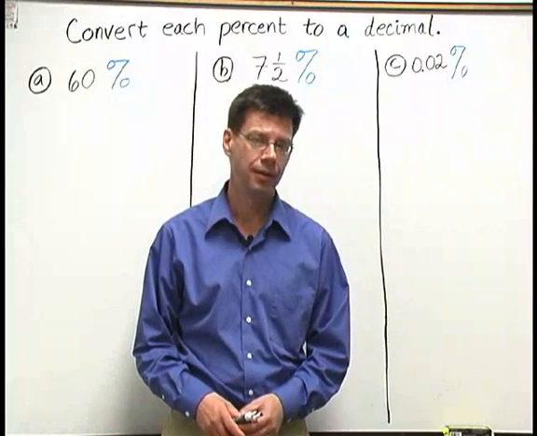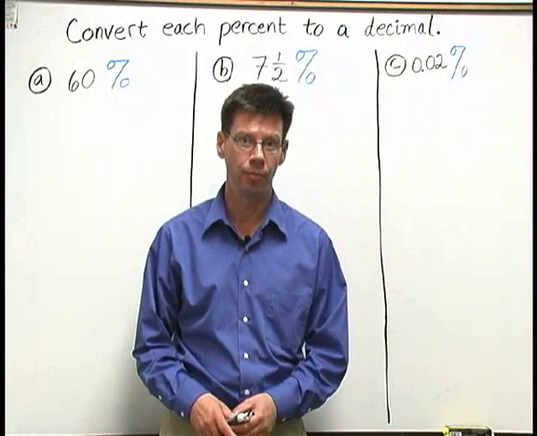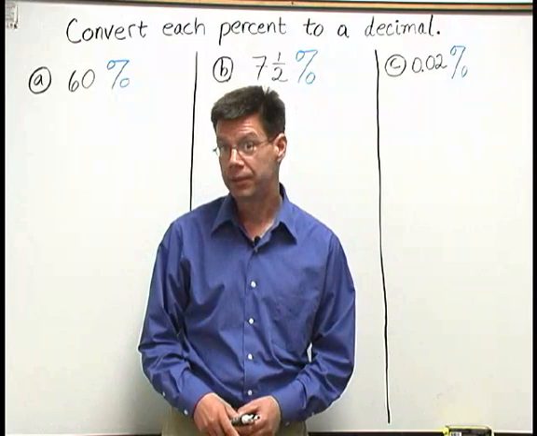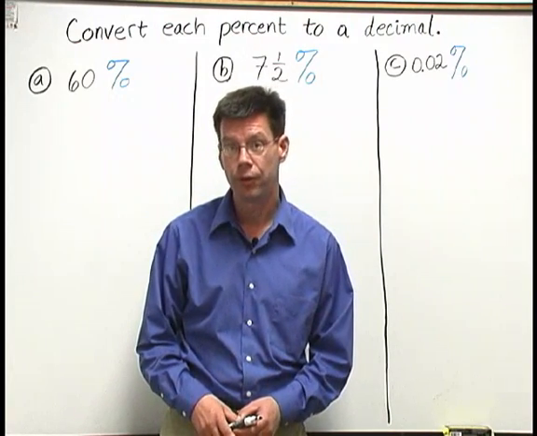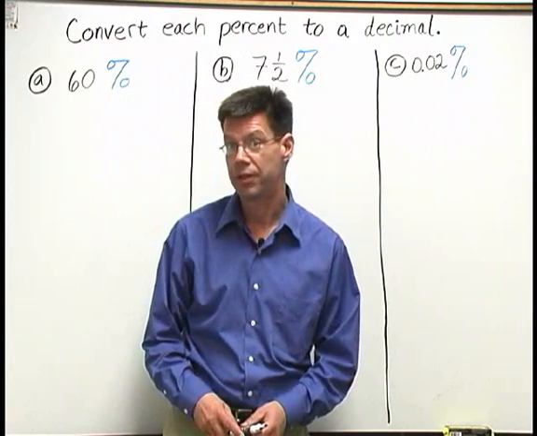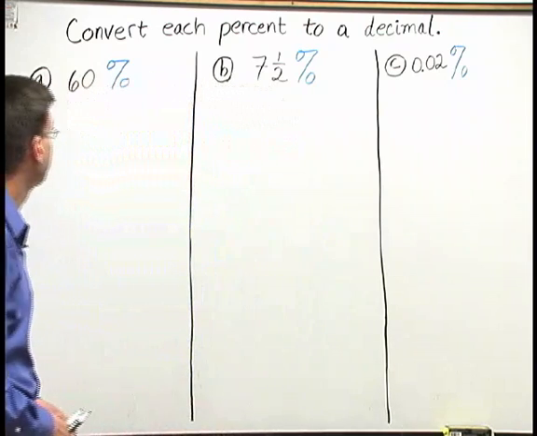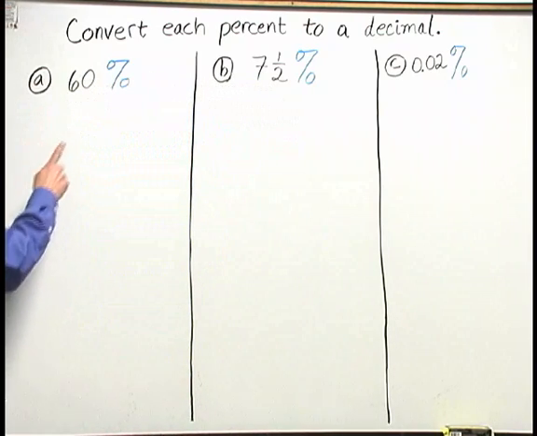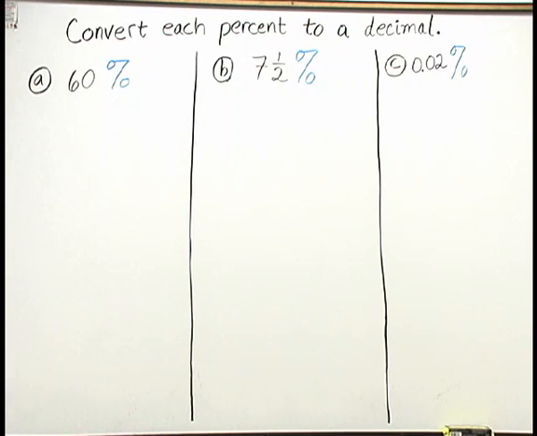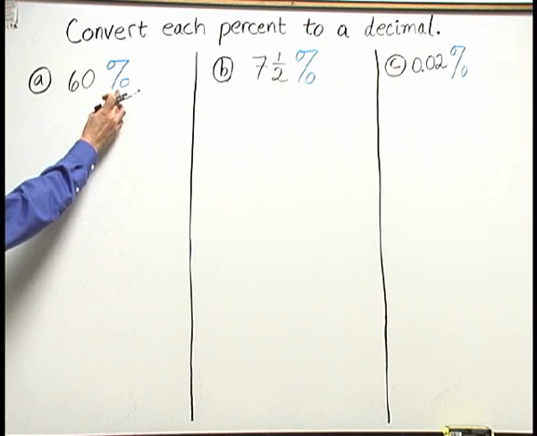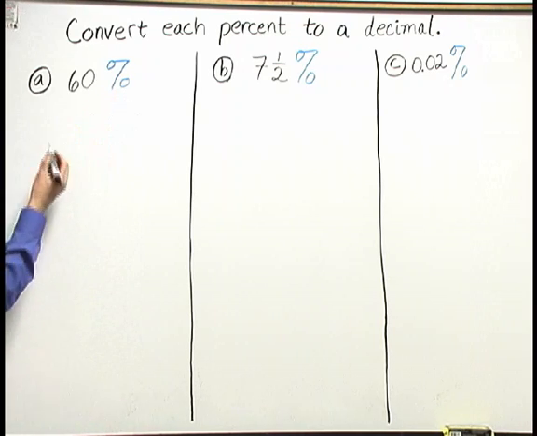Any percent can be written in a decimal form without the percent sign. Let's look at a few problems where we convert percents into their decimal forms. In A, we're going to convert 60% to a decimal. In order to get rid of the percent sign, we replace the percent sign with divide by 100.